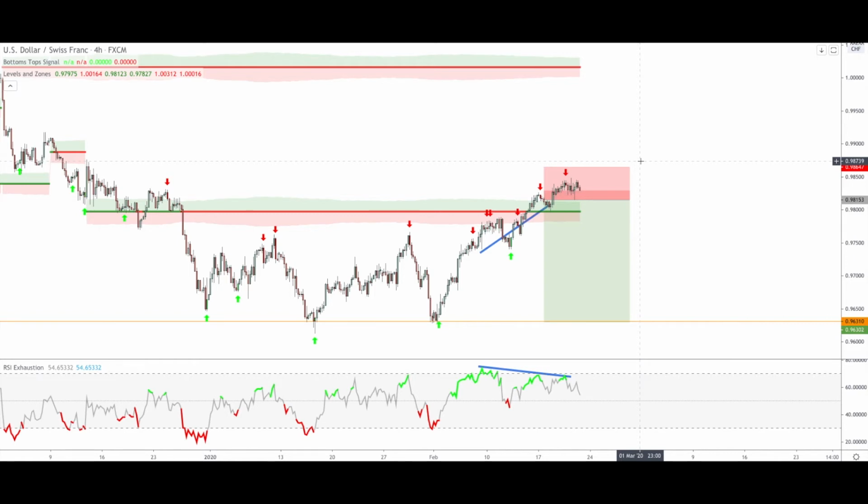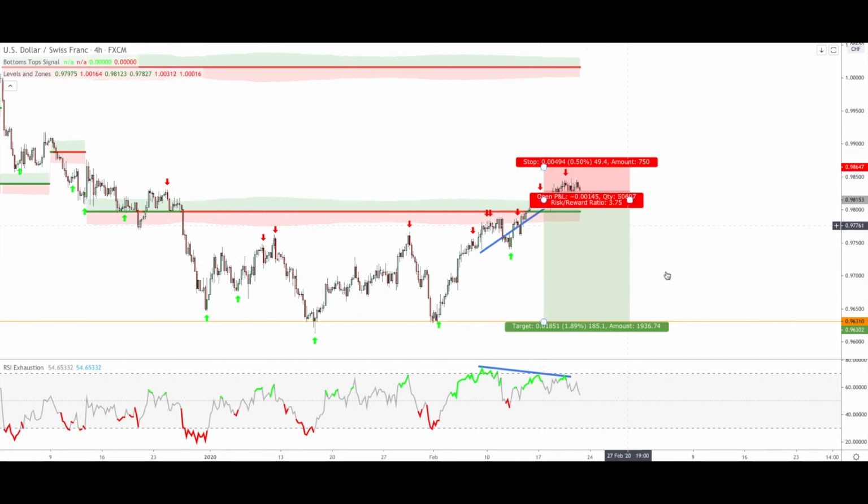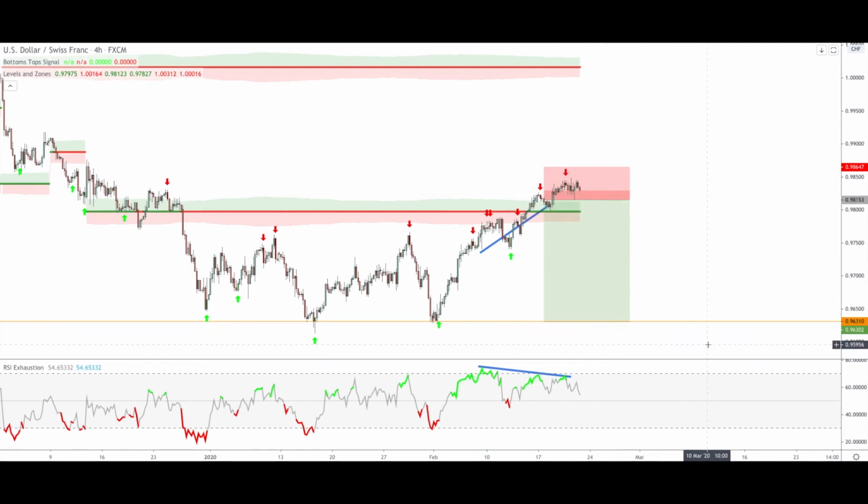In this case, I don't believe we are wrong. We are on the right side because I still see this as a downtrend continuation. We had a major downtrend here, then a sideways movement, and then I expect some more downtrend.